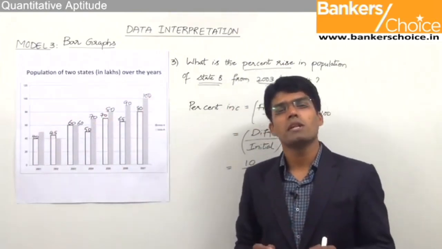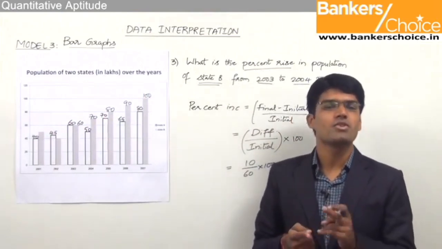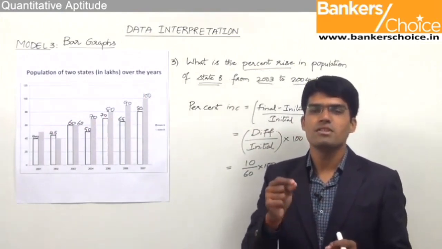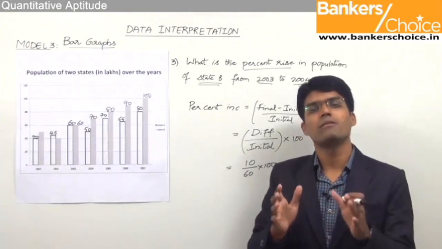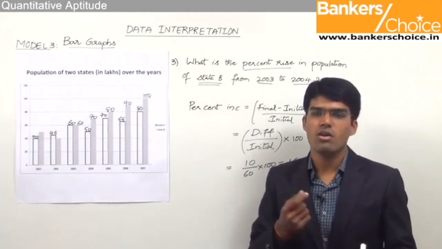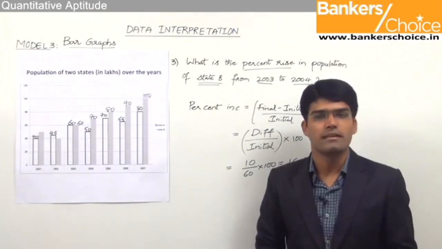So in this manner, whatever be the type of question, percentage change over the years or percentage change for 2 given years or percentage change of 1 year with respect to previous year, always it should be taken as final minus initial by initial into 100, or difference by initial value into 100.